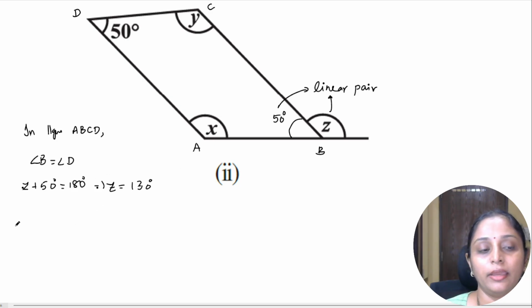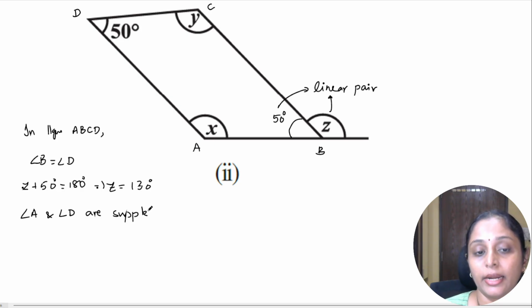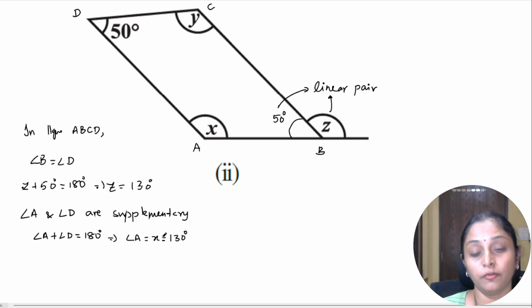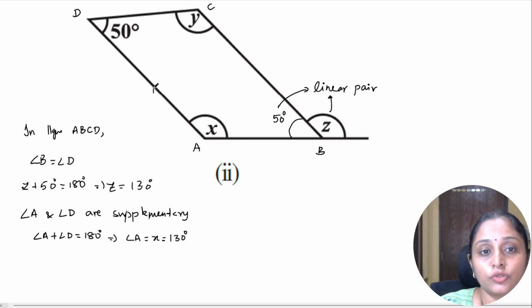What about X and Y? Angle A and angle D are supplementary, or you can say angle B also are supplementary, because they are adjacent angles. Therefore, if I have angle D as 50, then angle A has to be 180 minus 50. Therefore, angle A is equal to 130 degrees.